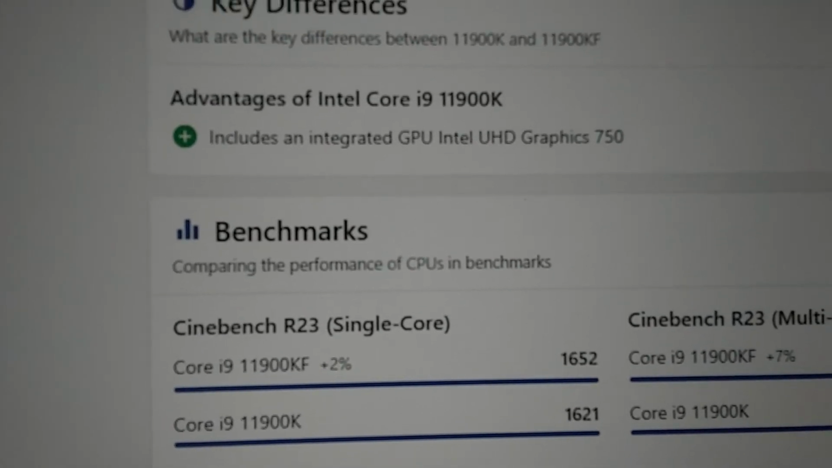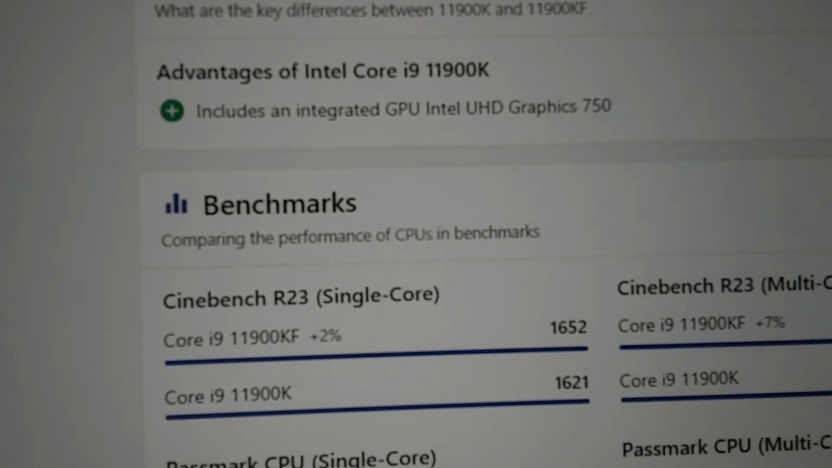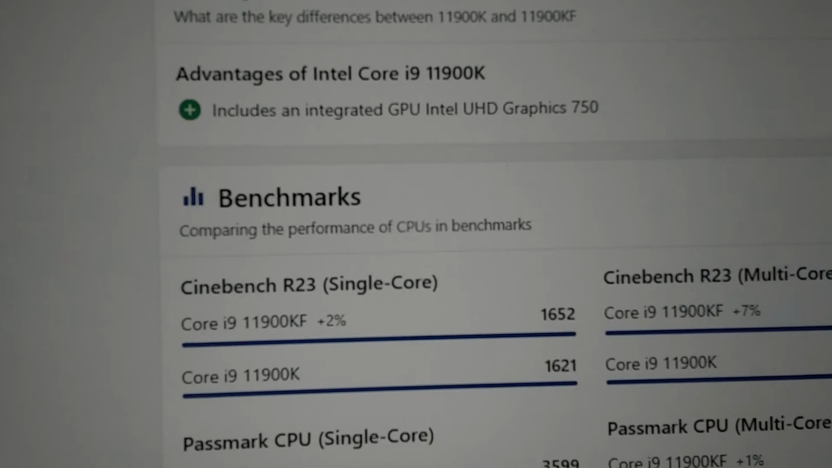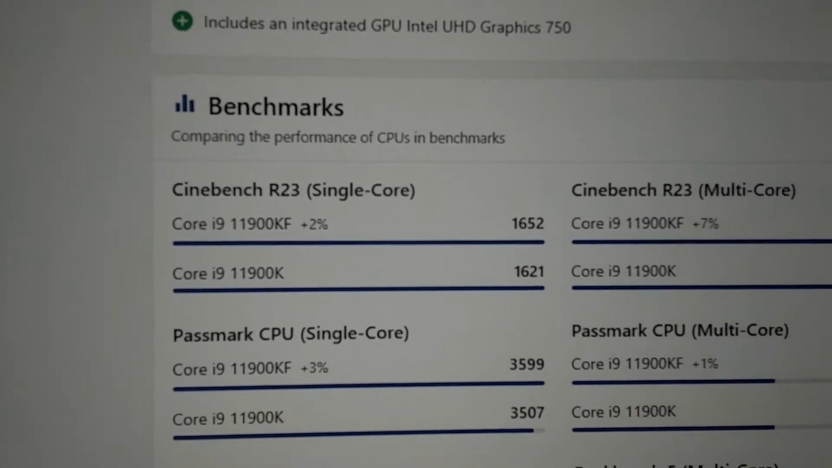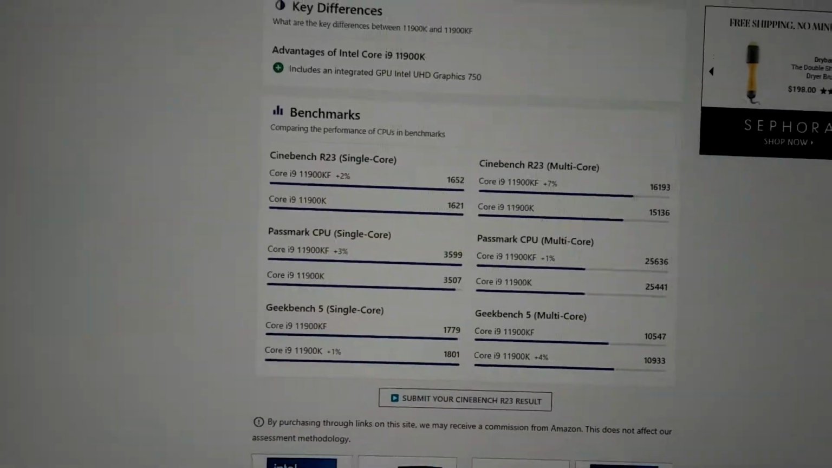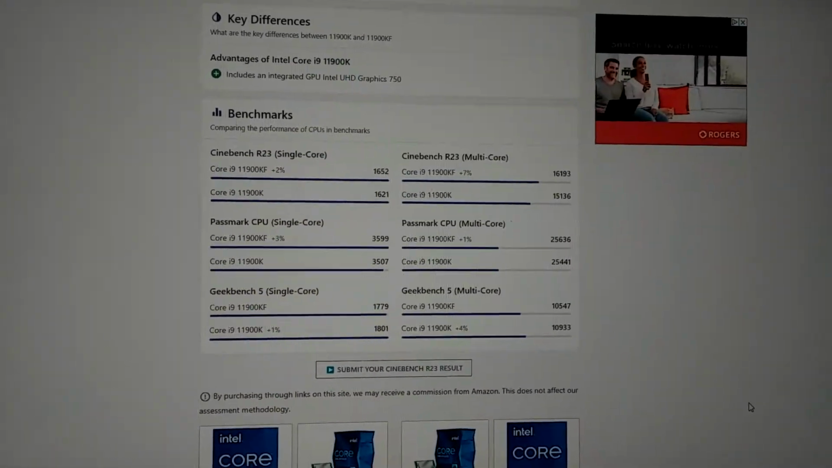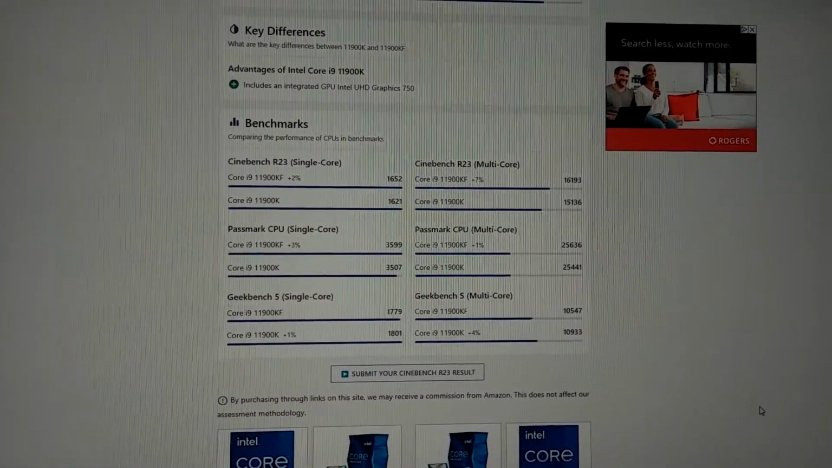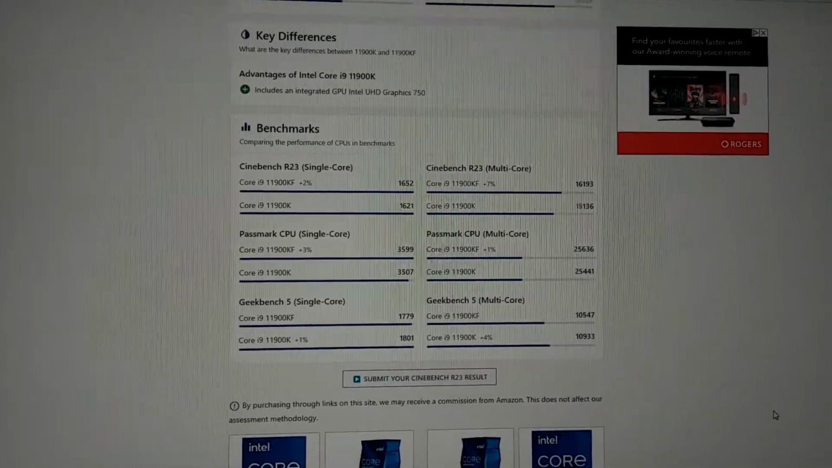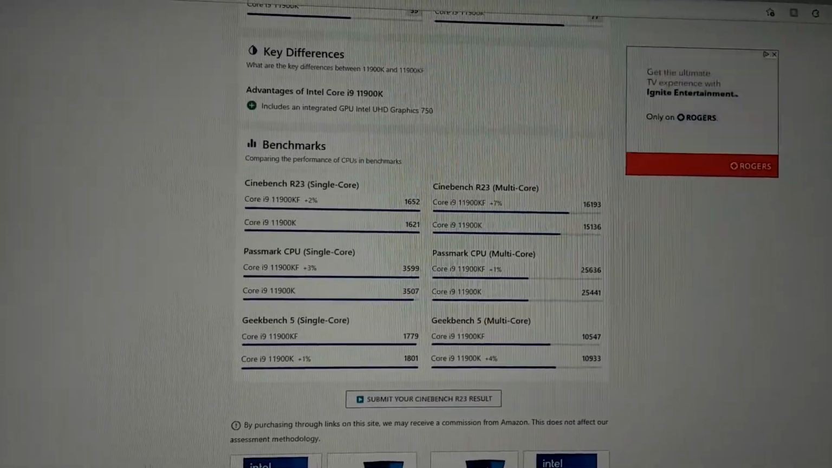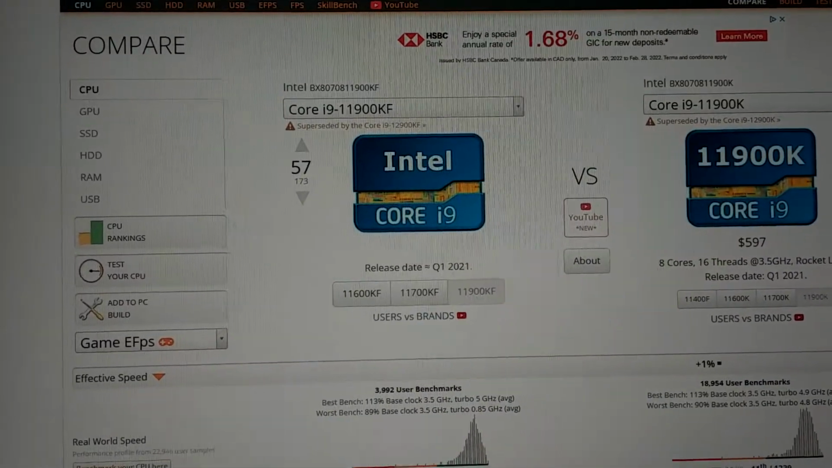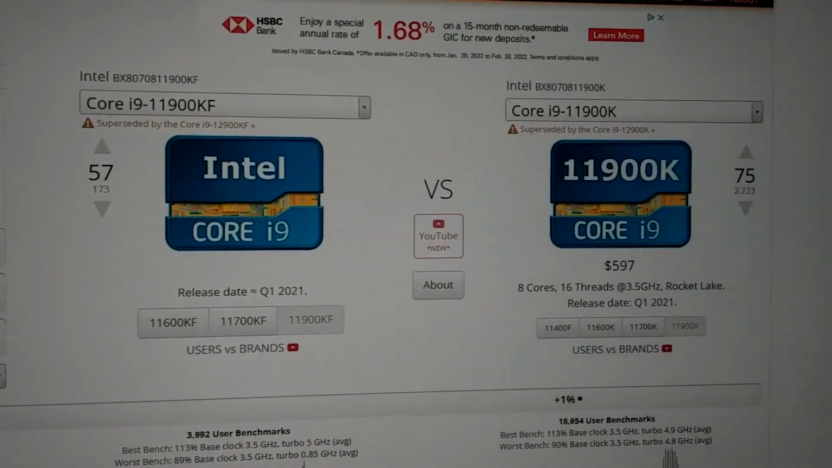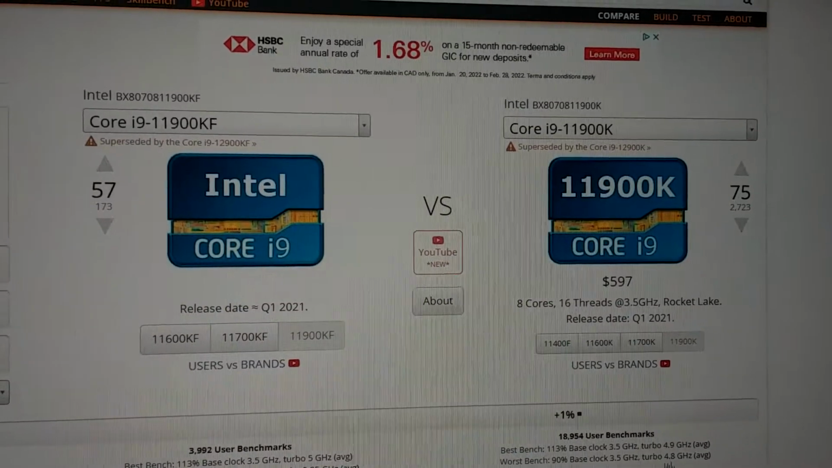So that's the advantage of having the 11900K versus getting a KF, because the KF model relies on a GPU. So if you don't have a GPU on hand after it breaks, then you don't have a computer that works. So that's the reason why I would avoid anything that has KF. I would avoid it.